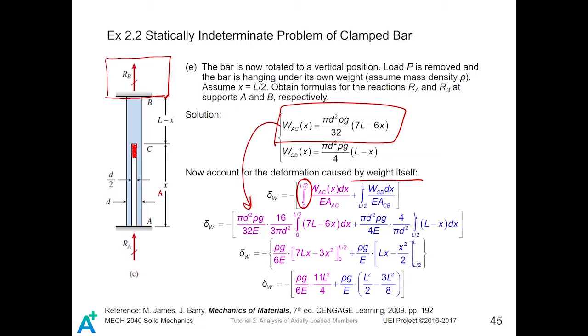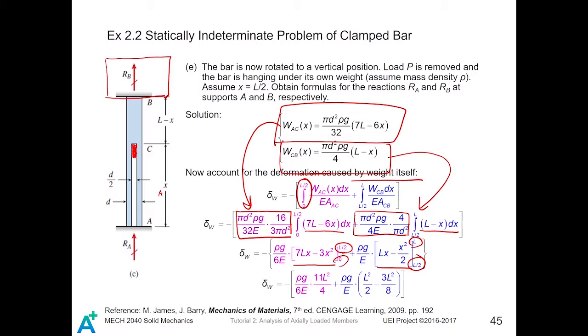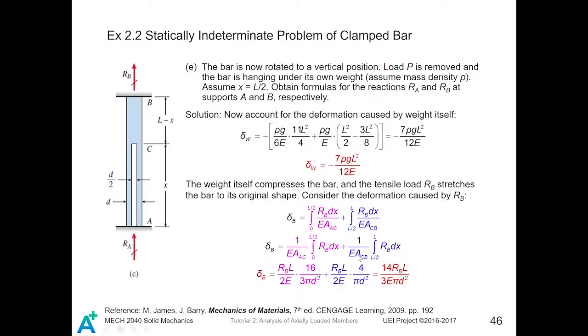We take out all the possible constants from this integral. Similarly, for this one, put it in. Then we do a lot of cancellations in these constant terms. At the same time, we integrate the linear formula inside the integral to be like this. At the same time, we substitute our lower and upper limits to get the result. We simplify the result in the last page to get that the deformation caused by the weight itself is given by minus of 7 rho GL squared divided by 12E.